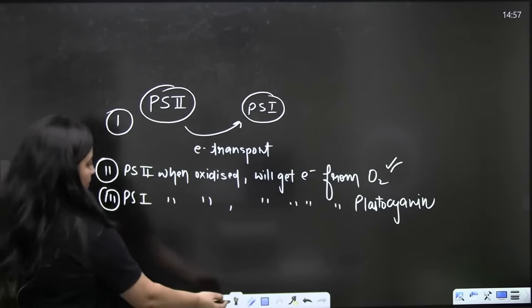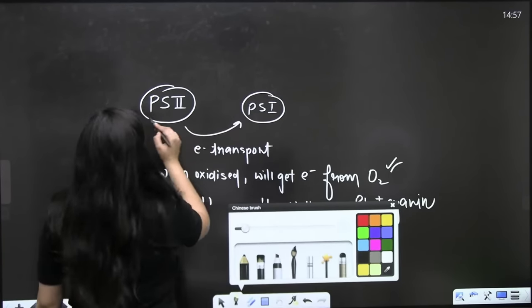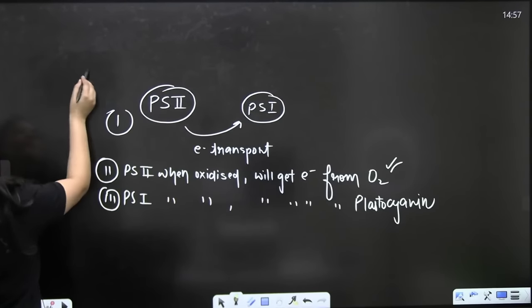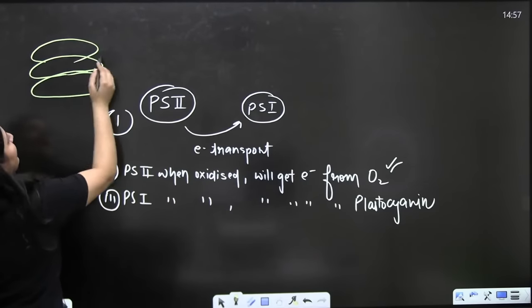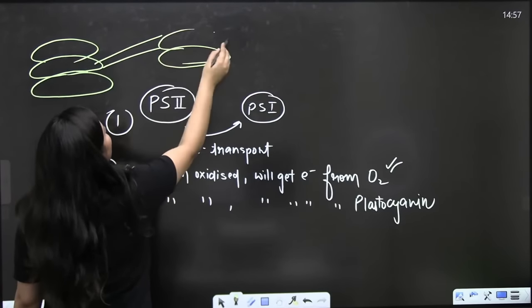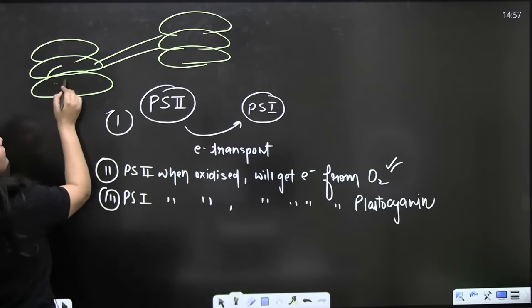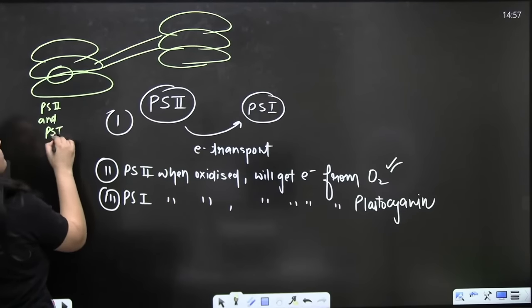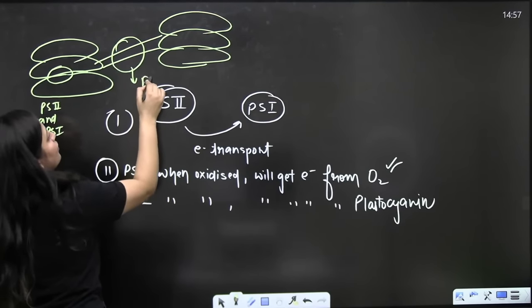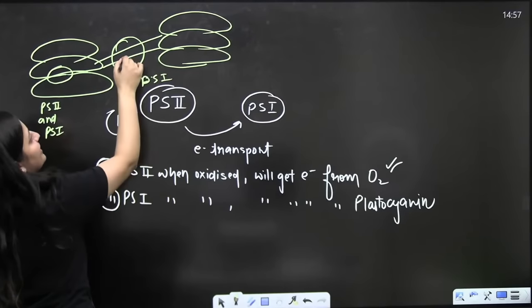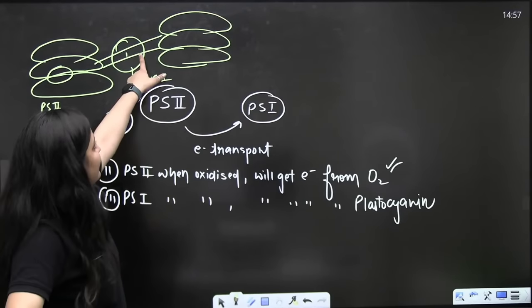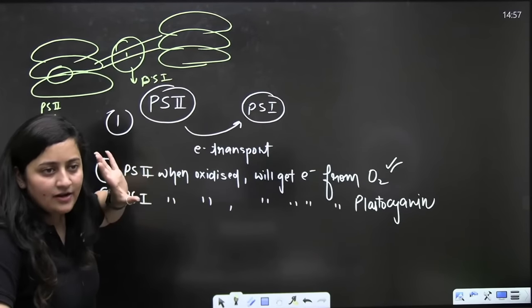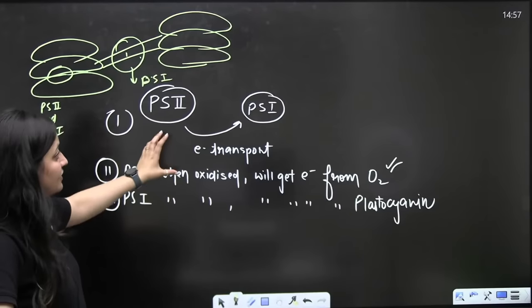Okay. So, when you talk about the chloroplast, remember the thylakoid which is forming grana, and here you have the fret lamella, the intergranal lamellae. So, here you will get both PS2 and PS1. But when you talk about the fret lamella, only PS1 is present. So, it is playing a role in cyclic photophosphorylation. PS2 and PS1 both are involved in non-cyclic photophosphorylation. So, I am just mentioning the important points.